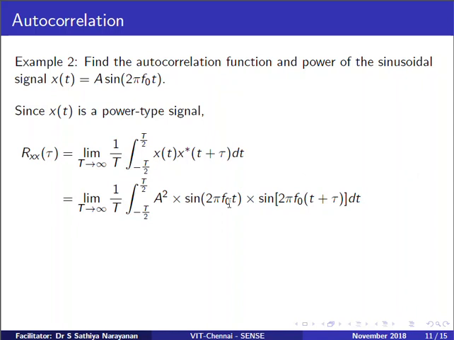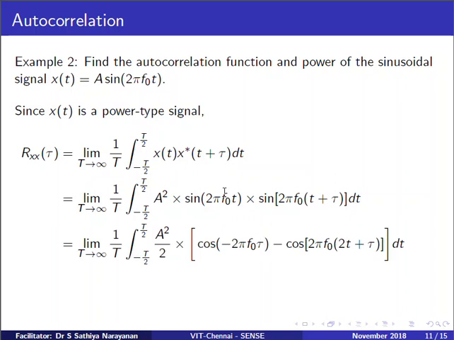Of course, sine 2 pi f naught t is not a complex term, so this conjugation will not have any effect in the case of real numbers. Sine 2 pi f naught t does not have any imaginary part. So x conjugate of t plus tau is the same as x of t plus tau, so it is sine 2 pi f naught t plus tau. Then there will be A here, so both the A's multiplied will result in A square times sine 2 pi f naught t times sine 2 pi f naught t plus tau.